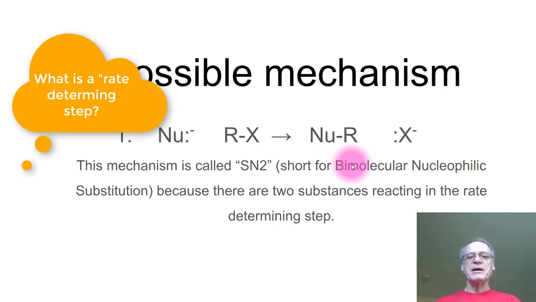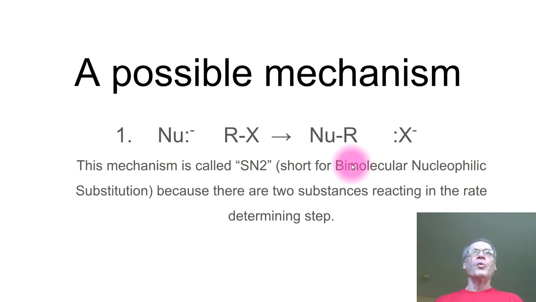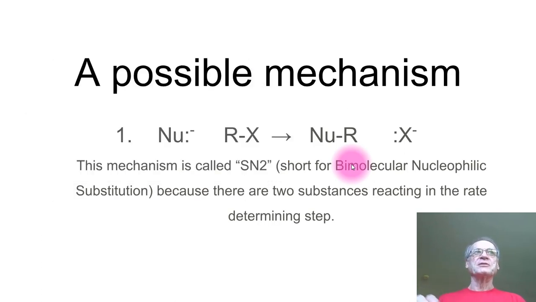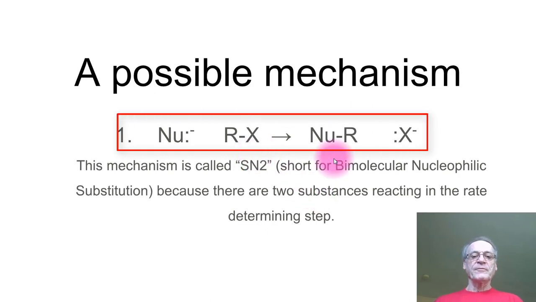Now, what's the rate determining step? In any mechanism, one of the steps has to be the slowest one that happens, and that slowest step then determines the overall rate of the reaction. In other words, the slowest step in any process determines how fast that process can happen. Well, in this case, it's very simple. Since it's a one-step mechanism, that is the rate determining step. So the rate of this step obviously determines the rate of the overall reaction.